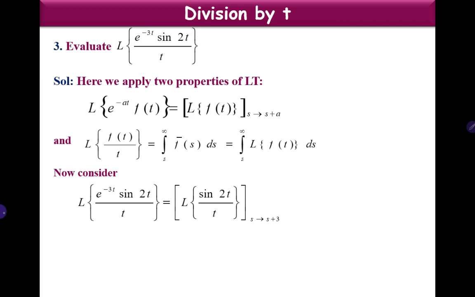Now I apply the first shift property here. Here we have L of e power at into f of t, which is L of f of t with s replaced with s minus a. A is minus 3, so s is replaced with s plus 3. And the inner term is L of sin 2t by t. Now to evaluate L of sin 2t by t, we apply this property L of f of t by t, which equals the integral from s to infinity of L of f of t, that is L of sin 2t ds. So first we shall evaluate this internal term completely, and then we replace s with s plus 3.